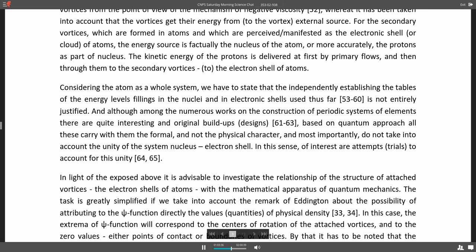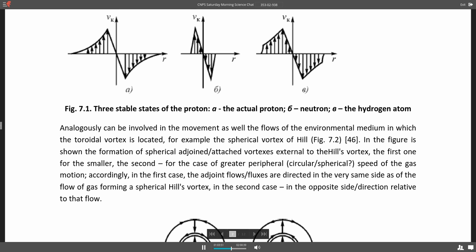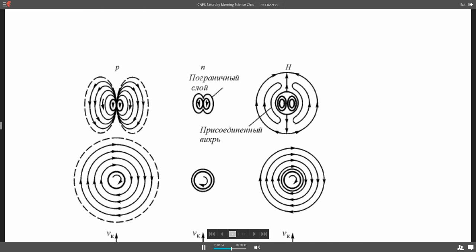I went the other direction. Maybe could you try to get me to that? Which page are you trying to get to? That figure with many plots on it. Before that, yeah. This one? Yes.